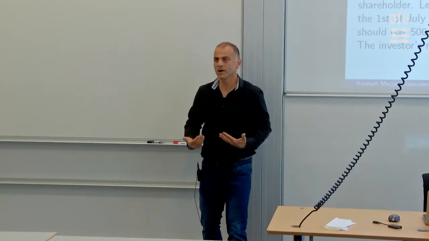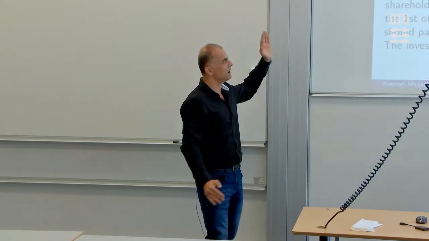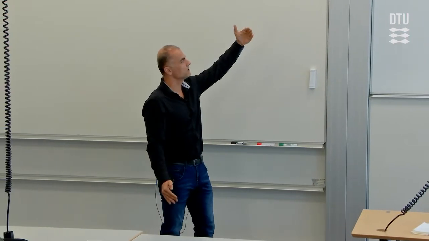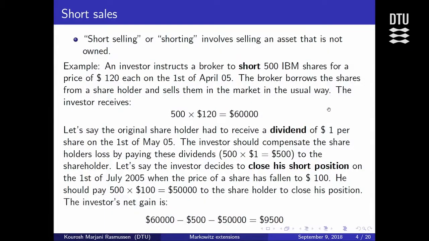You actually don't get the money for it, so somebody is controlling this transaction. So let's look at how it works. You can see it best with this example, where let's say I want to short 500 IBM shares.